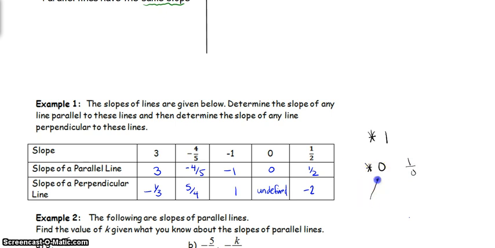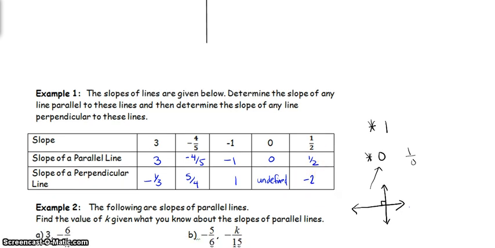That should also make sense because any line with 0 slope is horizontal. Therefore, any line perpendicular to it is vertical. All vertical lines have undefined slope. So 0 and undefined are perpendicular slopes to each other. 1/2 becomes negative 2 over 1. Once we have it over 1, we don't need to write the over 1. We just write negative 2.